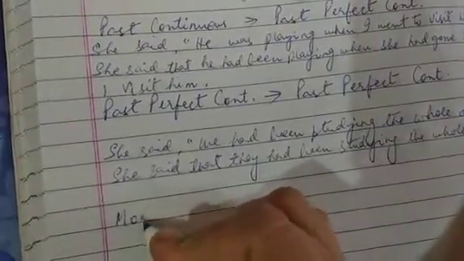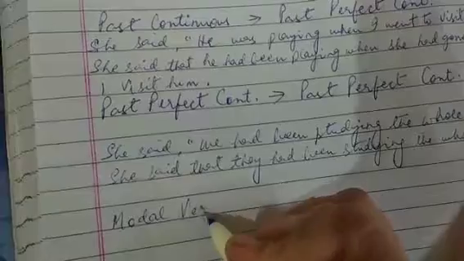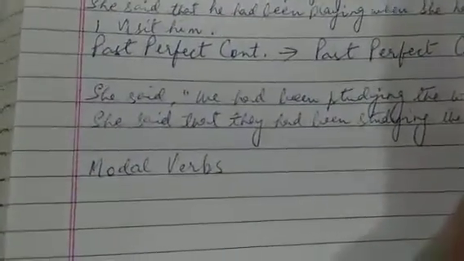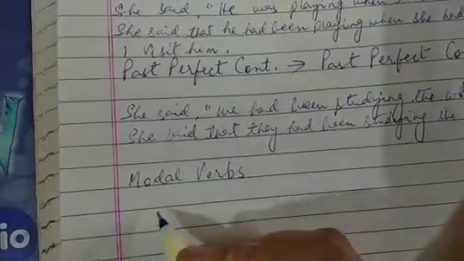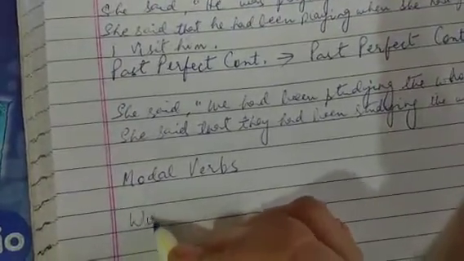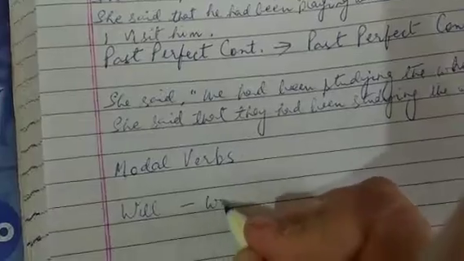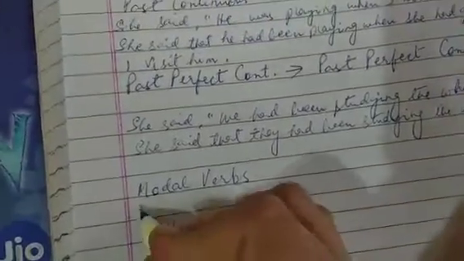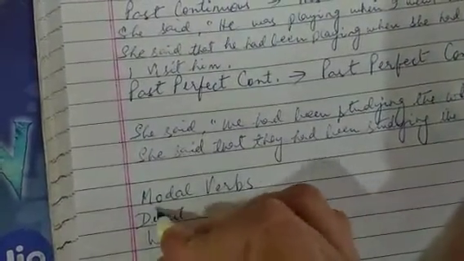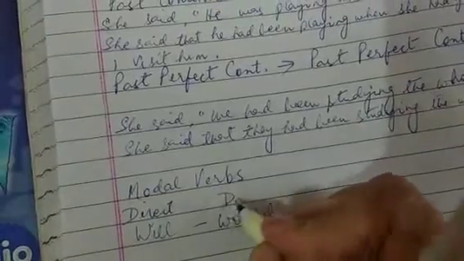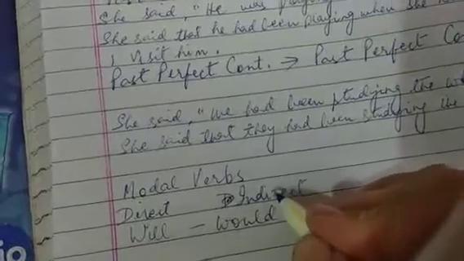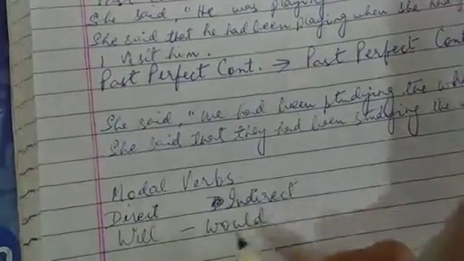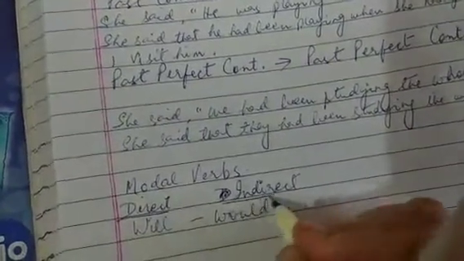Now, other changes that you need to remember are the modal verbs. That is, what are the changes in modal verbs when they are used in sentences and we need to convert them into indirect speech. Will becomes would in indirect speech. This is direct, and here you will get the example of the change in the indirect speech.